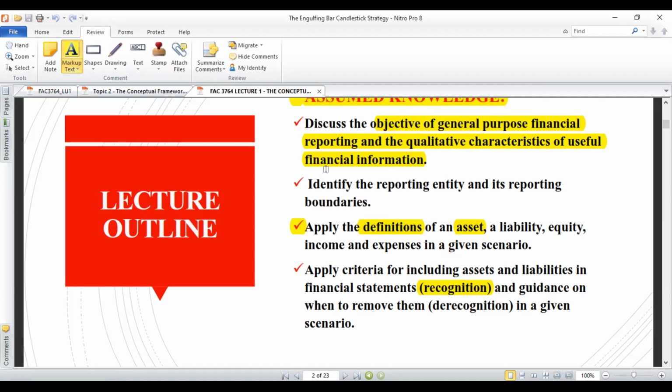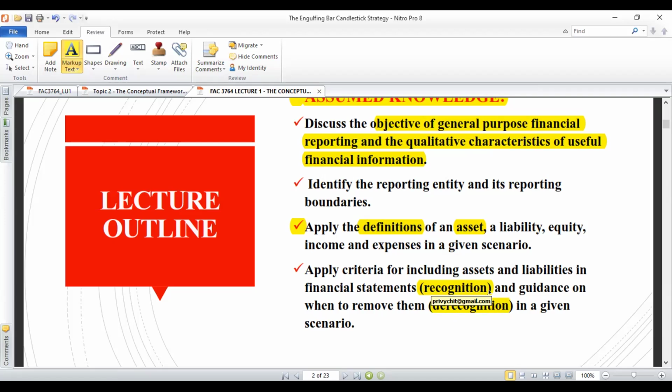So that's what you'll be discussing when you are dealing with the recognition criteria of recognizing an asset or a liability. And then also, when you are de-recognizing an asset, which normally happens in the case where you sell an asset, how do you go about doing it? What is the de-recognition process that you follow, to remove an asset out of your books?